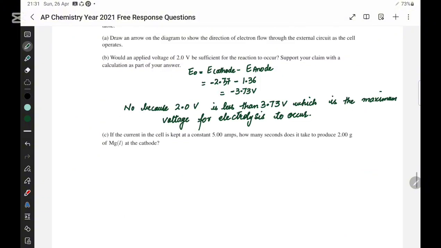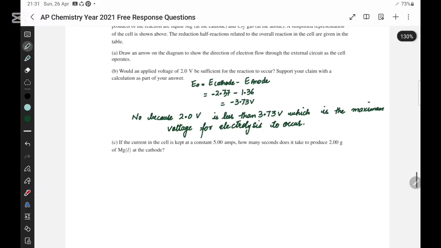If the current in the cell is kept at a constant 5 amperes, how many seconds does it take to produce 2 grams of magnesium liquid at the cathode? So first of all, we have the mass of magnesium. We are first going to find the moles of magnesium. Moles of magnesium is 2 grams, mass over molar mass, which is 24 grams per mole.